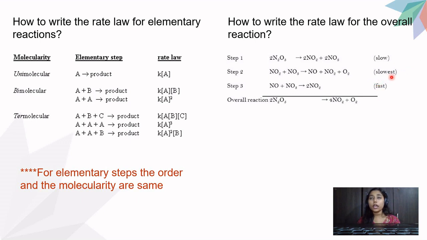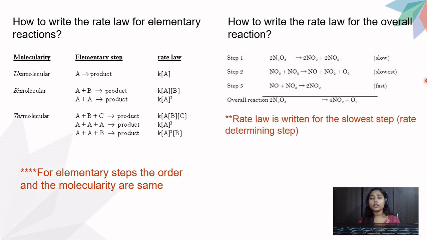The second step is very much slow, okay, and you can observe the rate very carefully here, how the rate is going. So you can write the rate law by the slowest step. Okay, so I conclude here that rate law is written for the slowest step, and the slowest step is also known as rate determining step.